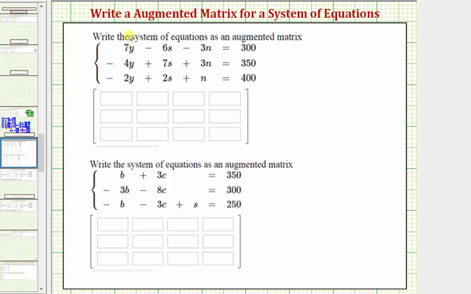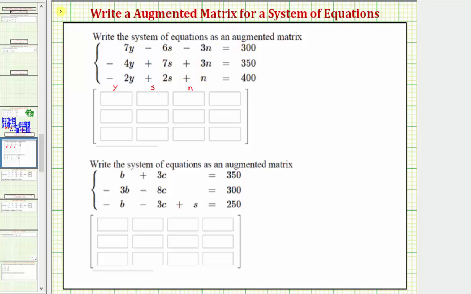Notice how we have all the y terms, s terms, and n terms lined up vertically, so we'll use the first column for the y coefficients, second column for the s coefficients, the third column for the n coefficients, and the fourth column for the constants. It is important to indicate which coefficients are in which columns, because normally if it's not given, we would assume the variables would be in alphabetical order.